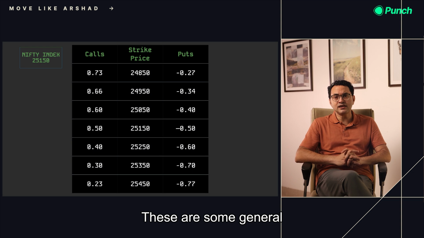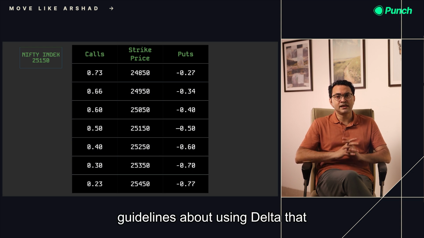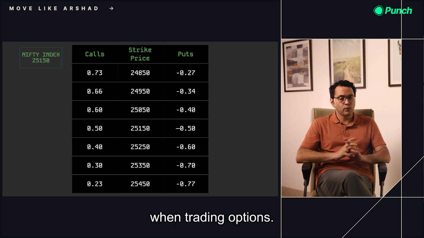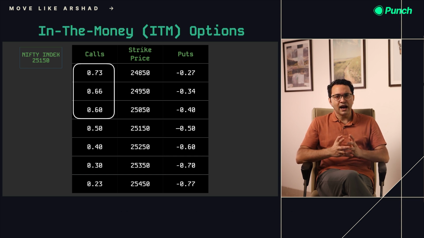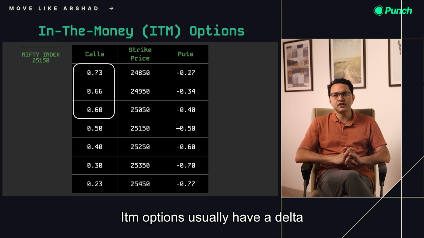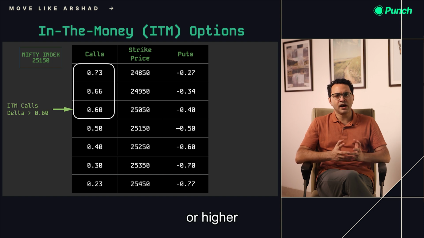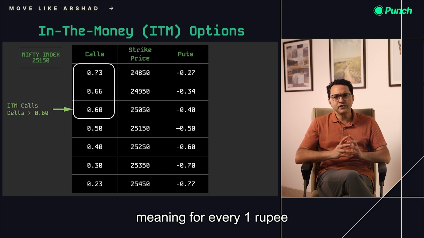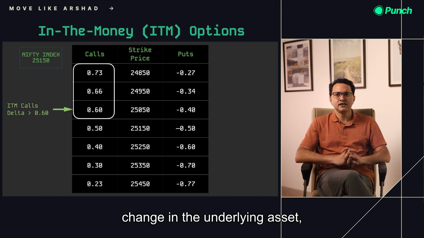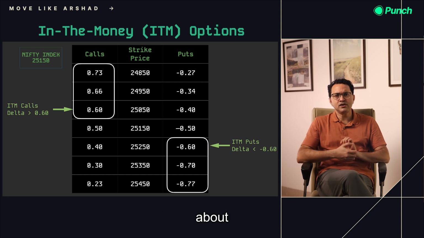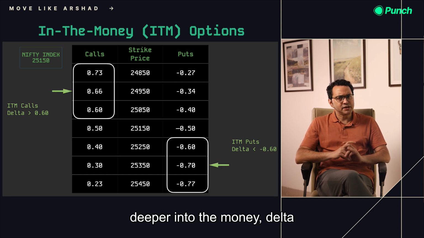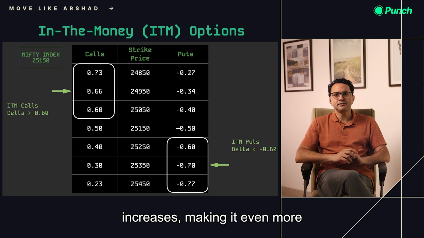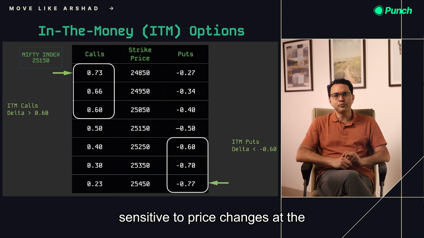These are some general guidelines about using Delta that can help you set your stop losses when trading options. Here's a quick breakdown. In the money options, ITM options, usually have a delta of around 0.6 or higher, meaning for every 1 rupee change in the underlying asset, the options price will change by about 60 paise or more. As the option gets deeper into the money, delta increases, making it even more sensitive to price changes.